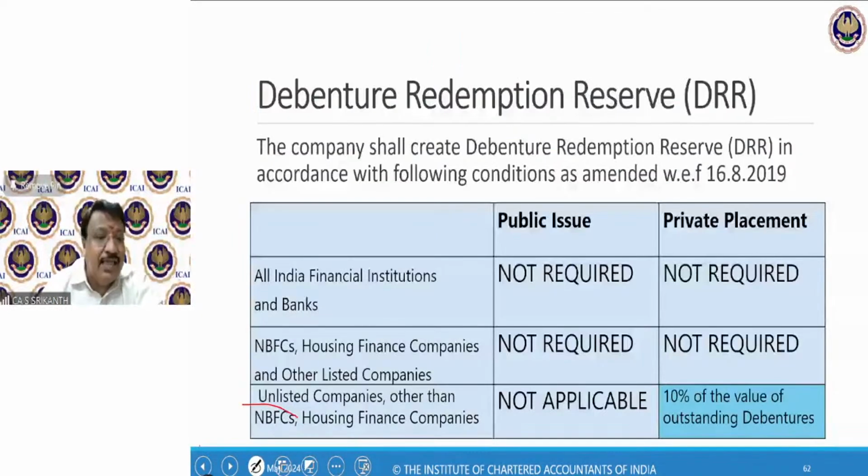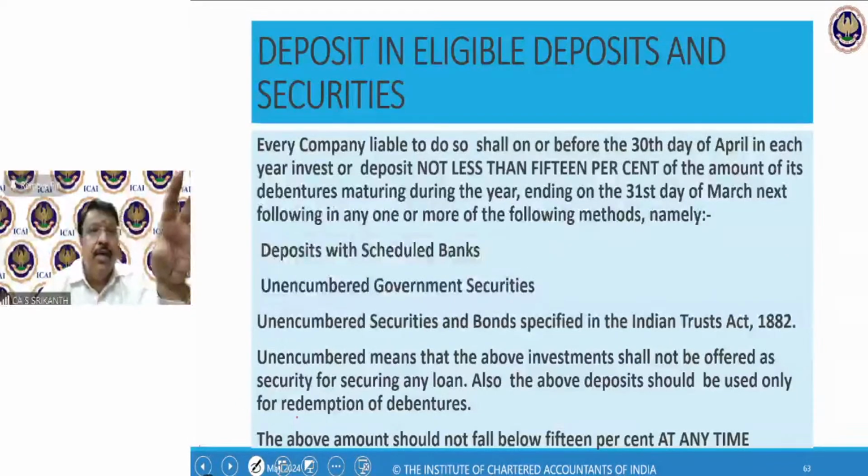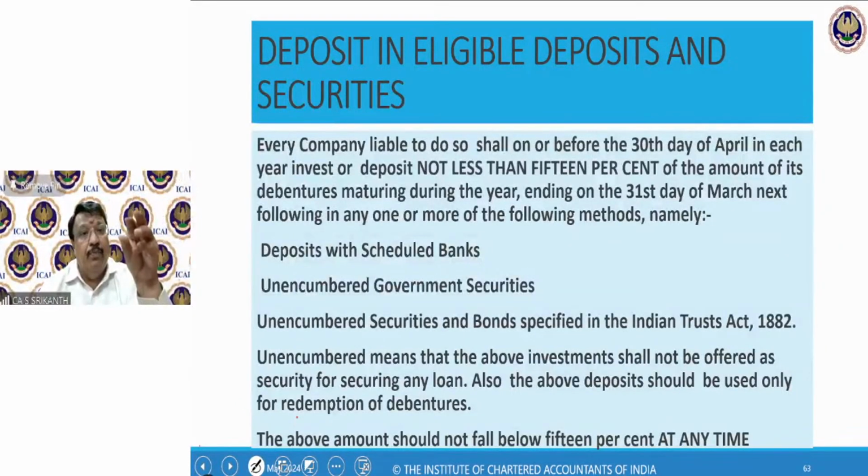Whenever an unlisted company is creating a DRR, debenture redemption reserve, they are saying you also have to transfer some money to a separate deposit account. How much? Not less than 15% of the amount of its debentures maturing during the year ending on the 31st day of March next following.